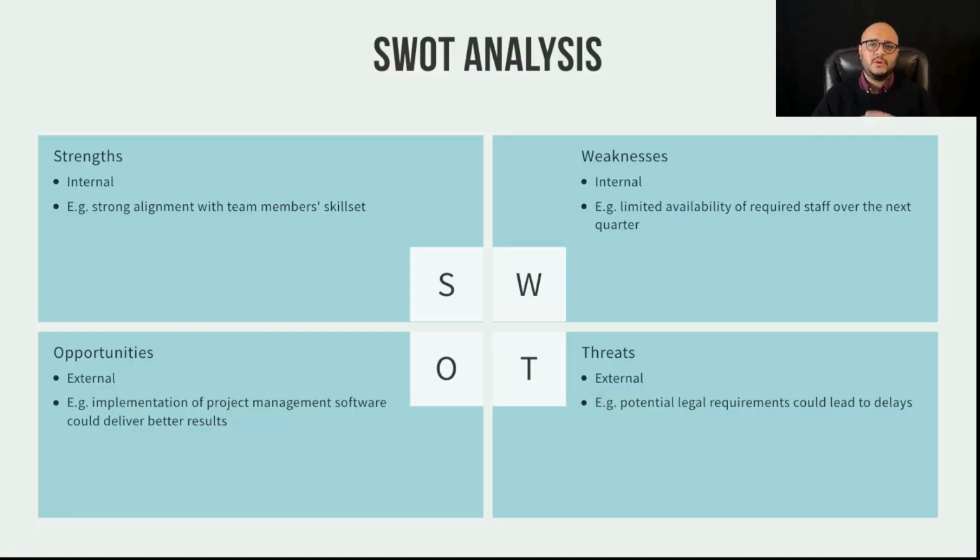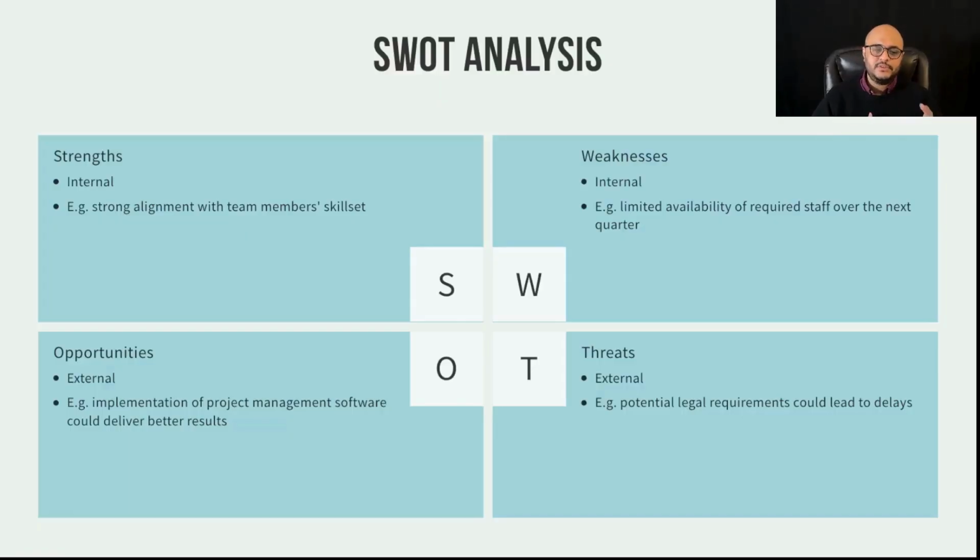For this one project, one of our strengths would be that it aligns really well with our team's skill set. Our team is really good at developing e-commerce websites. This project would be great to take on next. A weakness could be, for example, that yes, they are great at it, but we have limited staff availability over the next quarter. It's summer, there's a lot of vacations going. This project may have a quick turnaround time. It needs to be done quickly, and we just don't have enough people. If you'll notice, both the strengths and weaknesses here are internal to the project, internal to the organization.